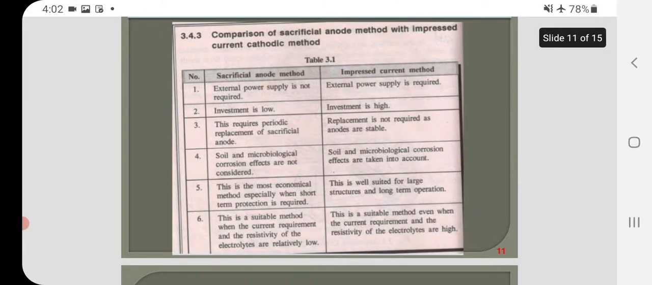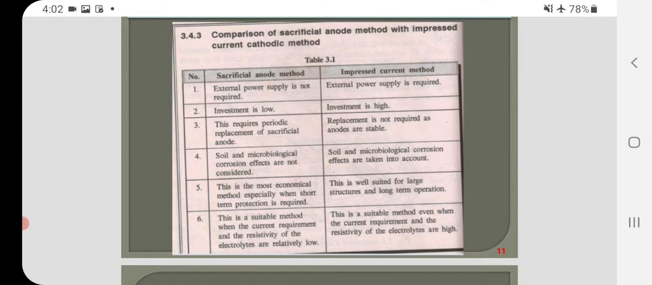Next topic is comparison of the sacrificial anode method with the impressed current cathodic method. In the sacrificial anode method, an external power supply is not required. In the impressed current method, an external power supply is required. In sacrificial anode, investment is low. In impressed current, investment is high.